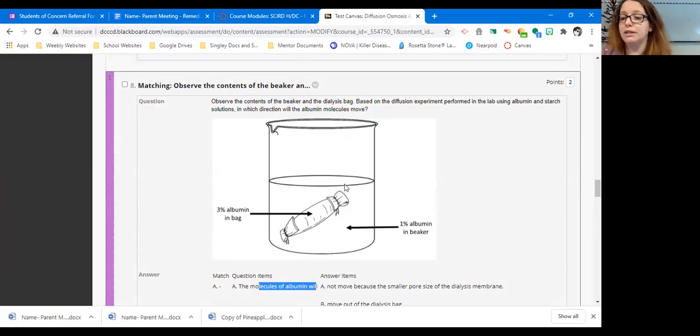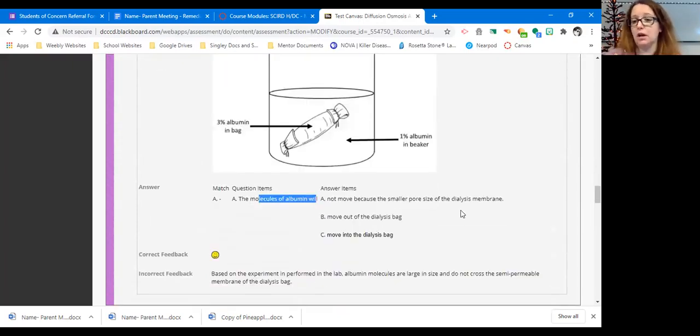We want to know where the molecules of albumin will move. Albumin is a large protein. Albumin is not allowed outside a membrane, which means that albumin will not move in this situation. So even though it should move outside the membrane, normally is what it would do, it can't. It physically cannot. So in this case, it will not move.